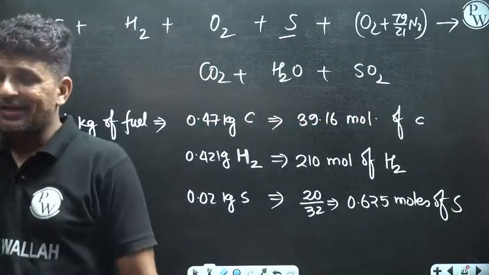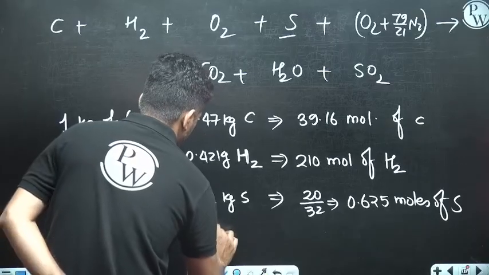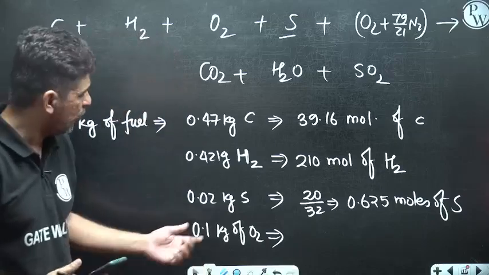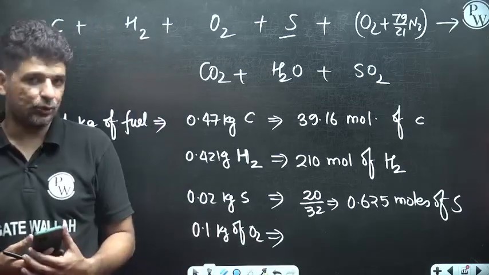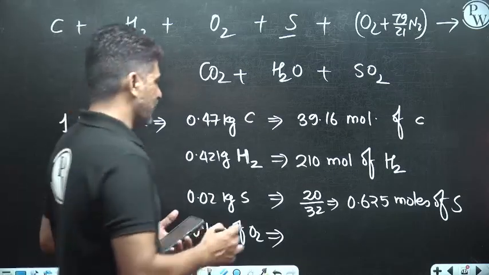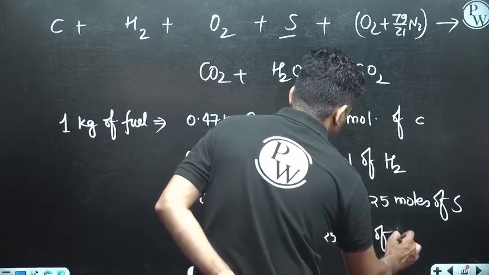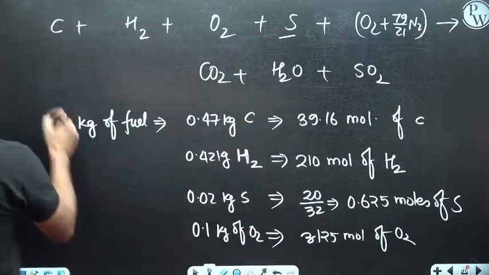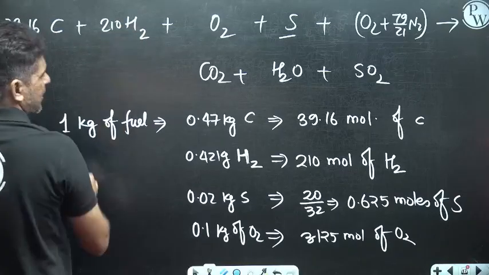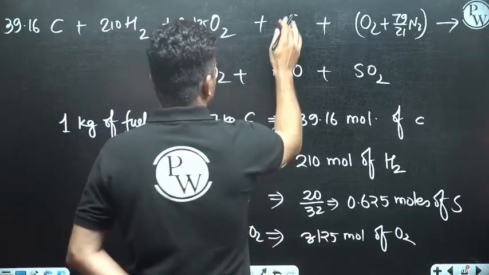Is it clear? And he says 10% of oxygen. So you can say 0.1 kg of O2. The molecular mass of O2 is 32, so 100 gram divided by 32, that is 3.125 moles of oxygen. So you see everywhere you can write 39.16. Here you have 210, and then here you have 3.125, and sulfur is your 0.625.